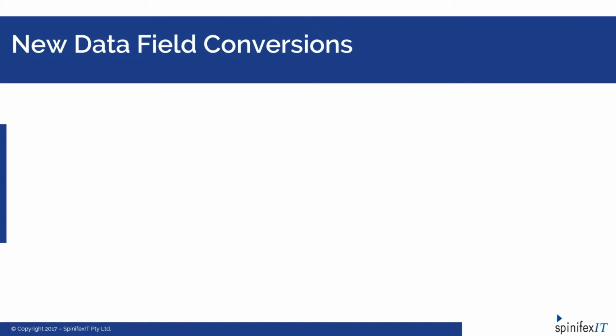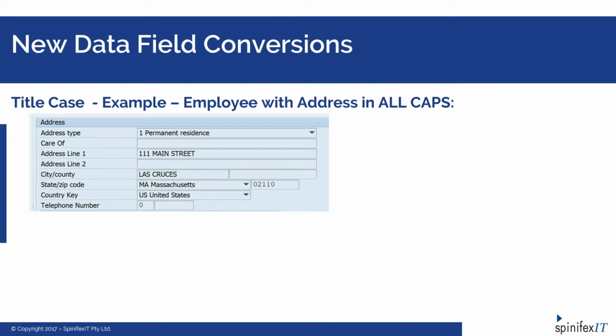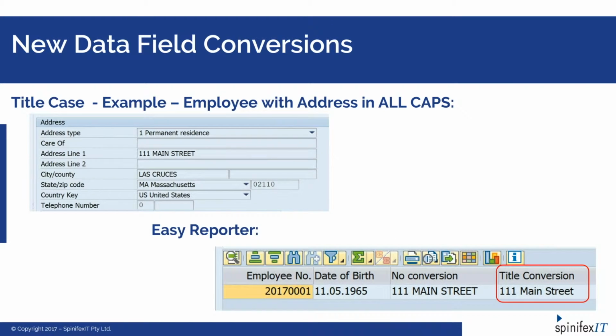And here are a couple of examples. For the first one, notice in the top screenshot that this is the employee's address as it is entered on InfoType 6, with both the street and city entered in all caps. At the bottom is my report from Easy Reporter. I have a column simply reporting the address as is, then the furthest column to the right utilizes the title case conversion functionality.